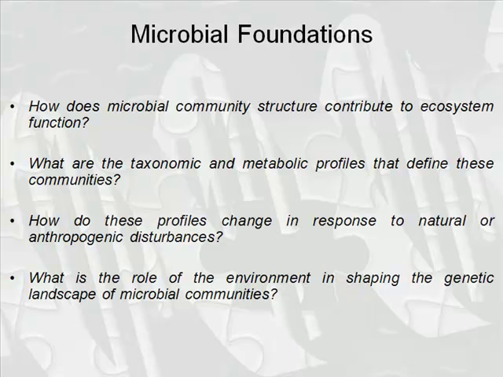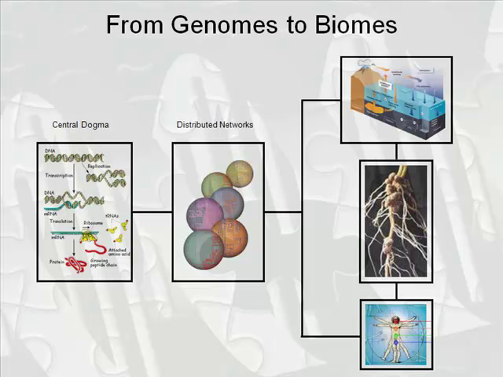And then let's say in response to climate change, can we use the response of those communities as sensitive indicators for our ability to affect the consequences of climate change, i.e. remediate? And what is the role of the environment in shaping the genetic landscape of microbial communities? And so again, this is sort of a nature-nurture type of effect. So the environment selects. So how does the environment select the metabolic potential of the community? So effectively, we want to thread from genomes to biomes.